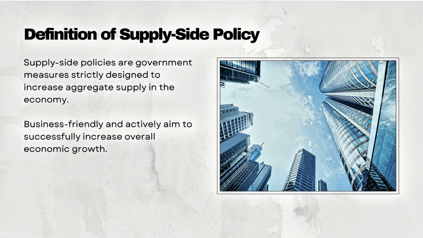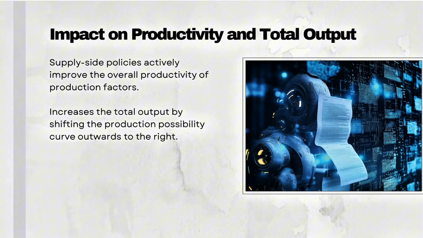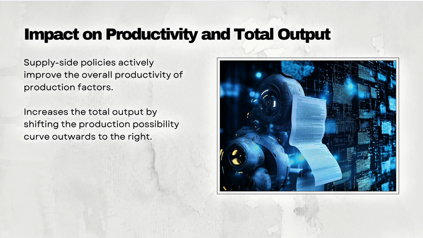Supply-side policies are government measures which are designed to increase aggregate supply in the economy. The government aims to set business-friendly policies as they actively aim to successfully increase overall economic growth over the long period of time. The reason for governments using supply-side policy is its impact on productivity and total output in the economy, as the impact of these policies will benefit the overall productivity of a country's factors of production, which is capital, enterprise, land, and labor. The result of this is that it will shift the production possibility curve towards the right as the economy grows.